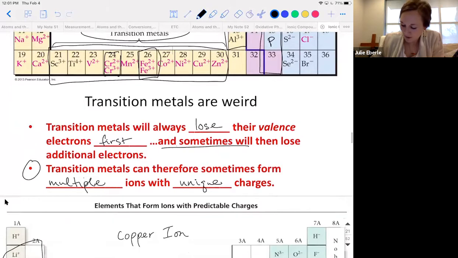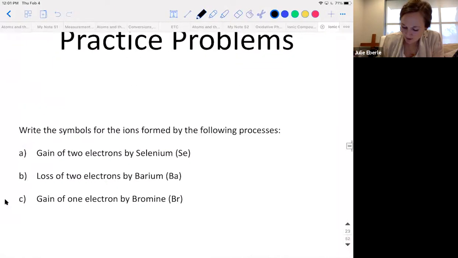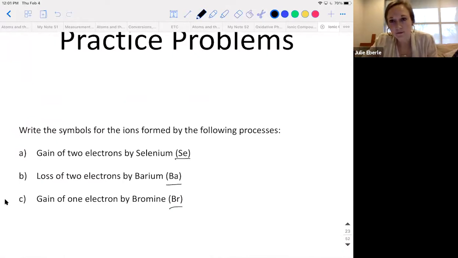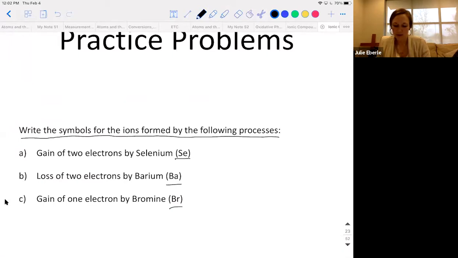Okay, let's go down. We've got one more little practice slide. I want you to do A, B, and C here. Write the symbol for the ion. When you write a symbol, you write the elemental symbol, and I've got those right here for you if you don't have a periodic table handy. And then you need to write the charge if it's an ion. Can you repeat the question? Right here, Bradley, on the slide. Just write the symbol for the ions formed in the following processes.